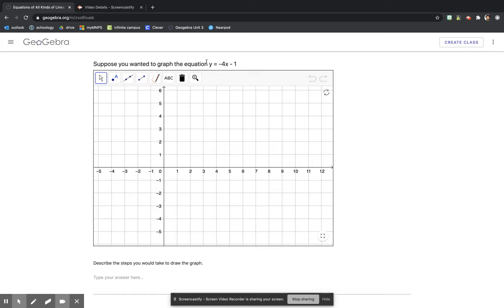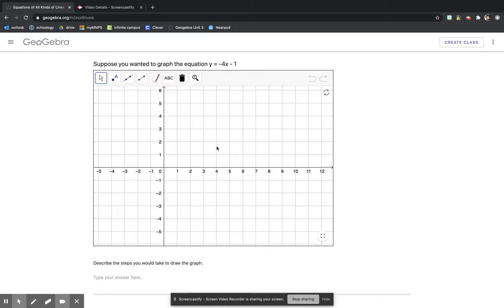So the first thing that I'm noticing about this equation is my slope. I see negative 4x, and I know that the number right next to my x, that number that's multiplied by x, is going to be my slope. So I know negative 4 means my slope is going to go down 4 units every time it goes over 1 unit. But I have to know where my starting point is, right?